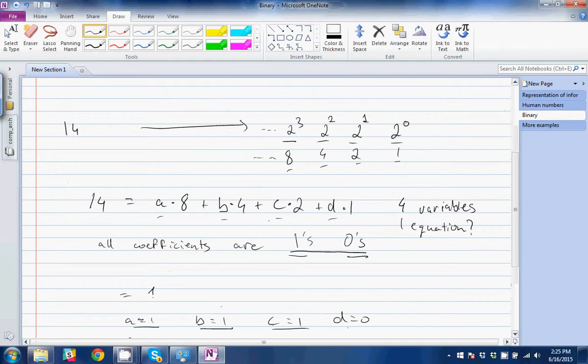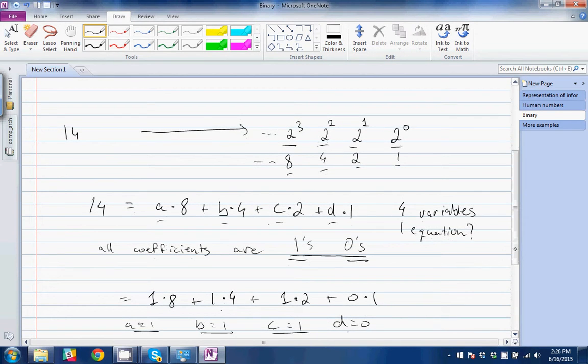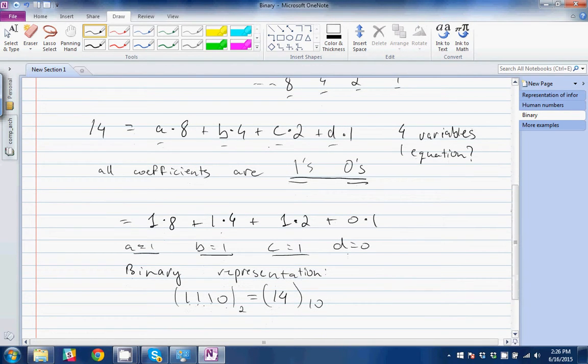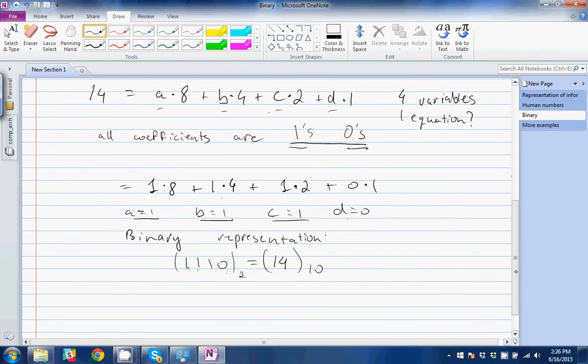So 14 is going to be equal to 1 times 8 plus 1 times 4 plus 1 times 2 plus 0 times 1. And so we have the values for A, B, C, and D, and our binary representation of the number is 1, 1, 1, 0. The way that we denote bases of numbers is we put them in parentheses like this, and then put the base at the bottom. So this is base 2, and 14 is in base 10, and these are equal. To solidify your understanding of this, let's do some more examples.